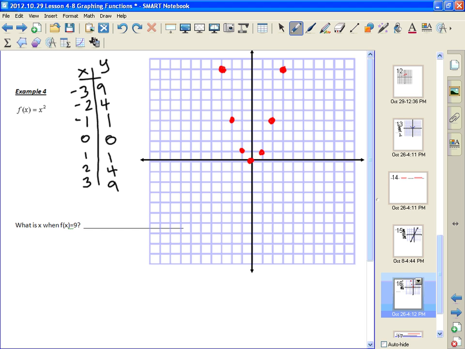Okay, so this one doesn't make a line, it makes kind of a U, right? So we just connect our dots right here to make our U shape.